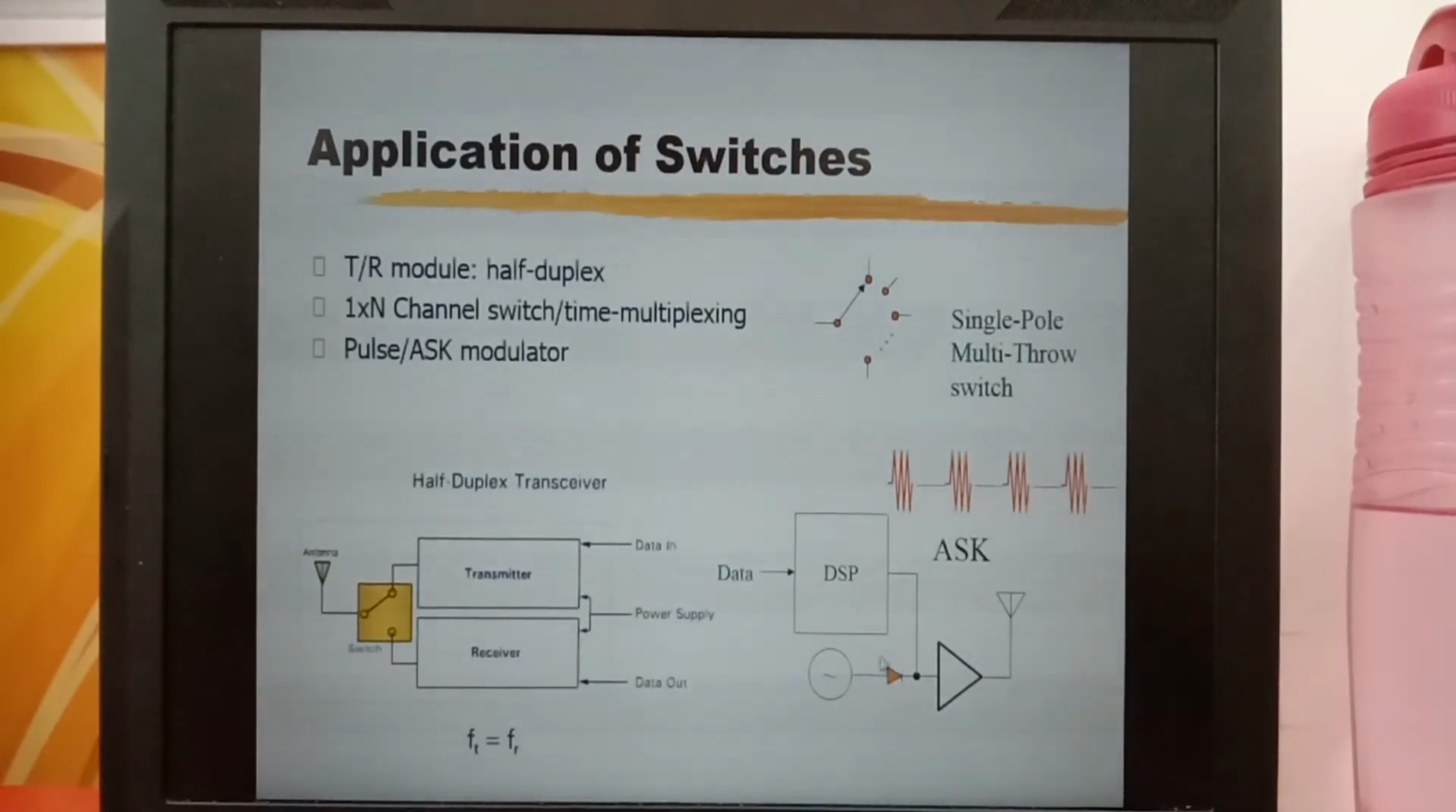We can also use a switch to modulate radio frequency signal such as the ASK. When the switch is turned on, an RF signal is transmitted, and when the switch is turned off, no signal will be transmitted.